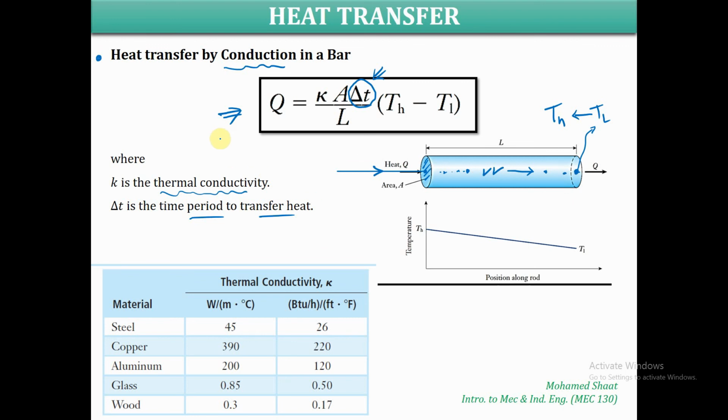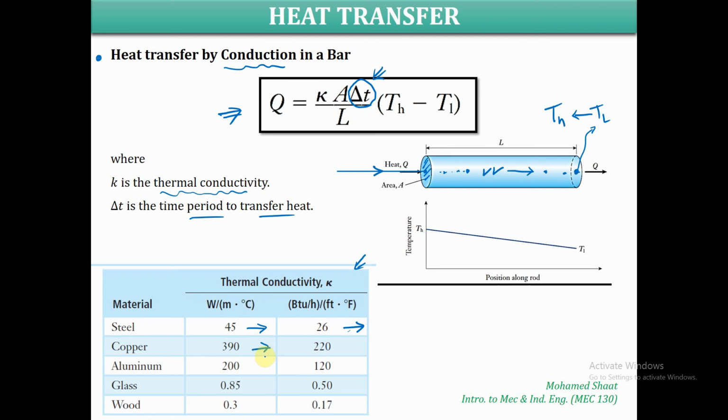We can calculate it using this expression. As I said, this expression depends on the material property that is represented by the thermal conductivity, and this table gives the different values of the thermal conductivities of different materials depending on the material type. We said that this is a material property. For example, steel has a thermal conductivity of 26 in the US system, or 45 watt per meter times degrees Celsius. This is the unit for the thermal conductivity.